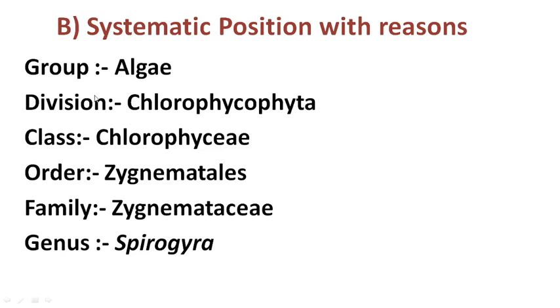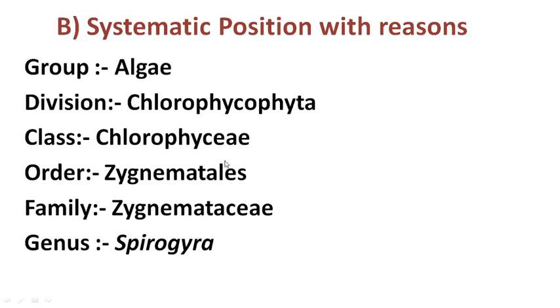Then it belongs to the division Chlorophycophyta. It also has some reasons. They are green in color because of chlorophyll a, chlorophyll b, carotenoids and xanthophylls. Pigments are localized in a chloroplast with pyrenoids, and the reserve food material is in the form of starch.